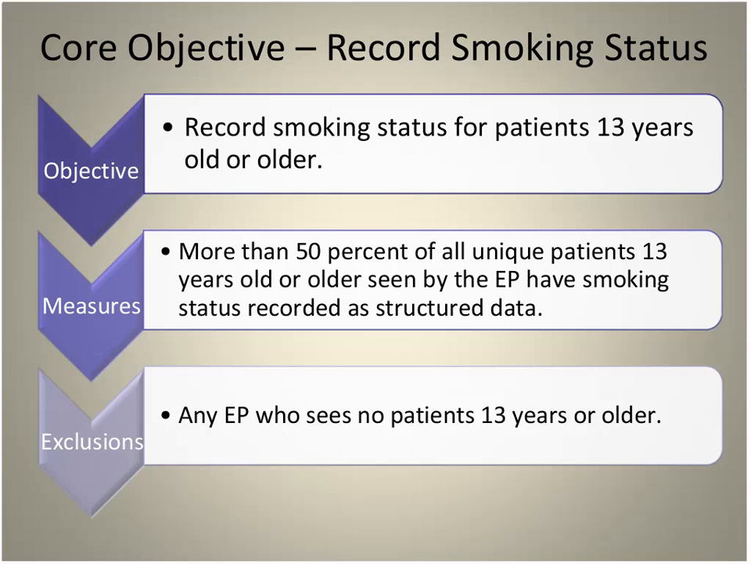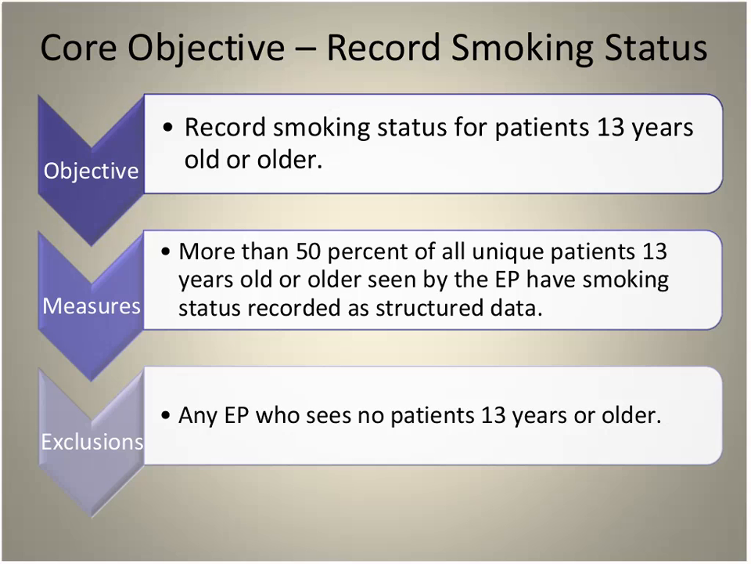The next core objective is the recording of smoking status. The core objective is that we need to record smoking status for patients 13 years or older. The measure, very similar to the other ones we've seen, is only at 50%. And I would think that for most physicians or providers where this is within scope, that's not going to be a difficult target to meet for stage 1.